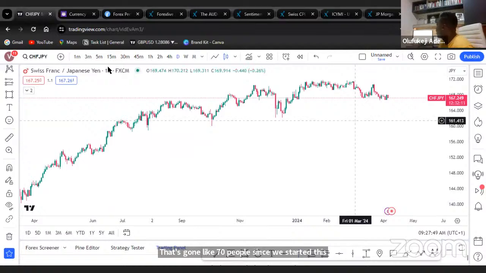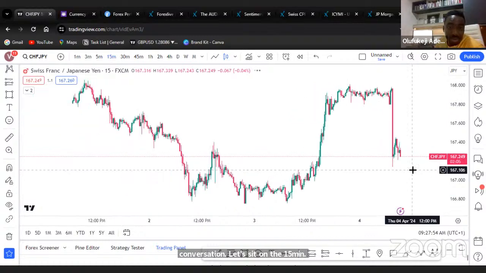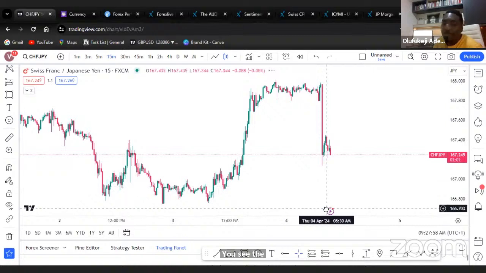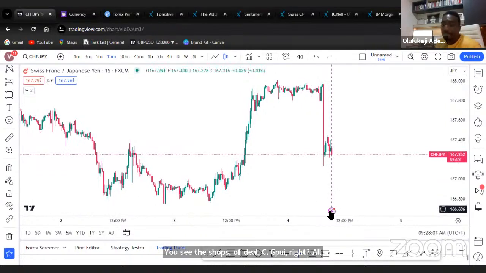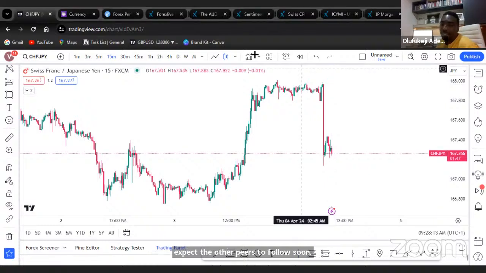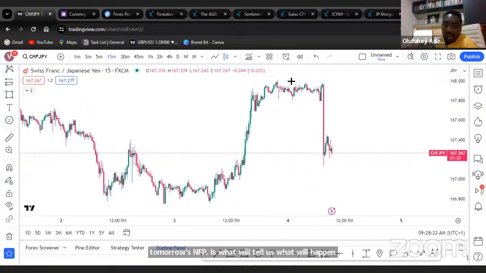Let's see it on the 15 minutes. So CHF JPY has done a sharp sell-off. You see the sharp sell-off there on CHF JPY, right? All the other pairs have not done their sharp sell-off yet. CHF JPY is doing its own because there was a rate cut. So expect the other pairs to follow suit. All right? But tomorrow's NFP is what will tell us what will happen. Euro JPY has not done its own sharp sell-off. It will soon likely do its own, all right?